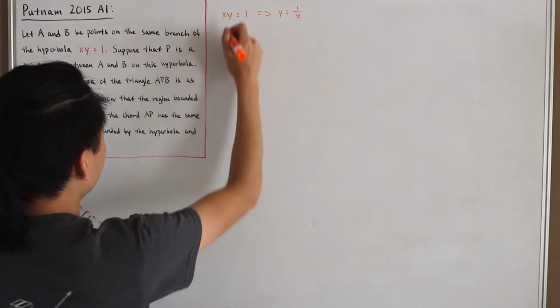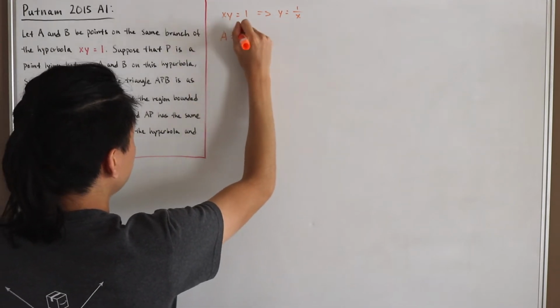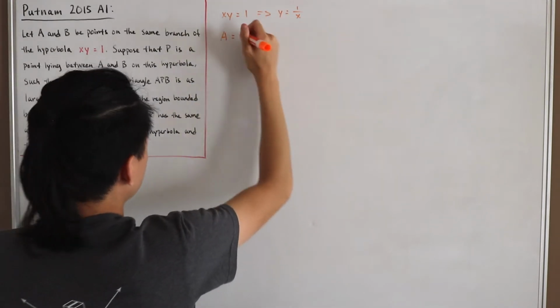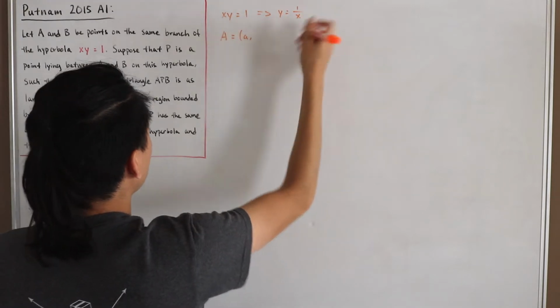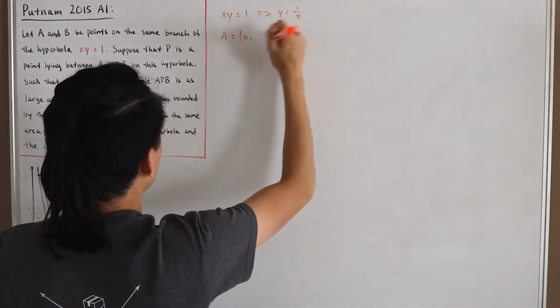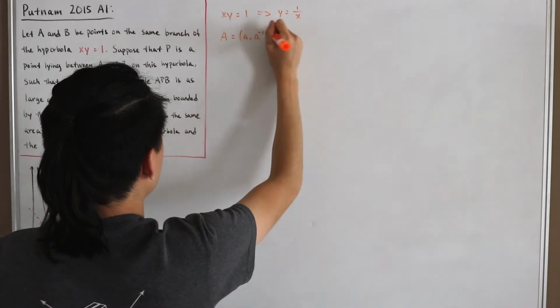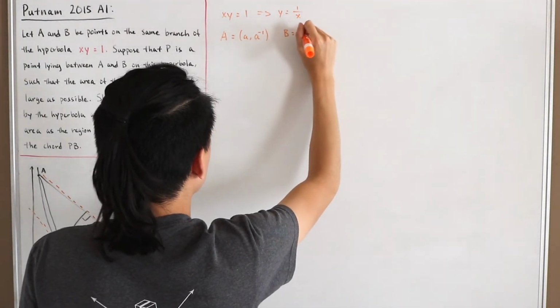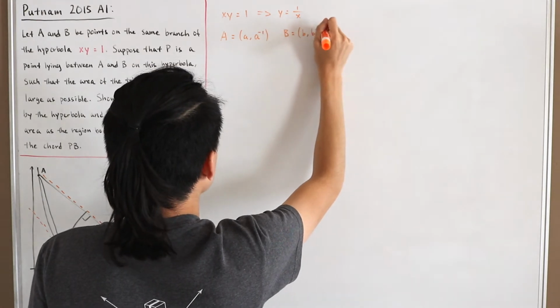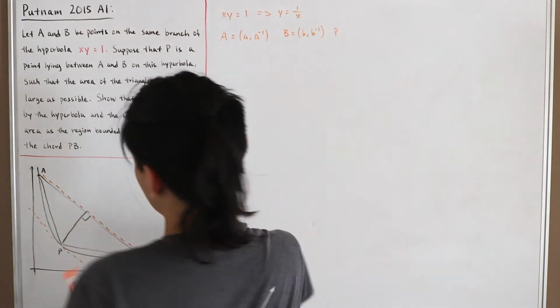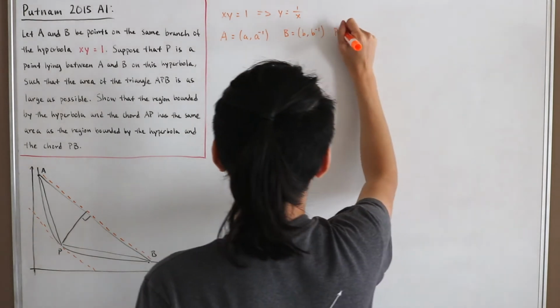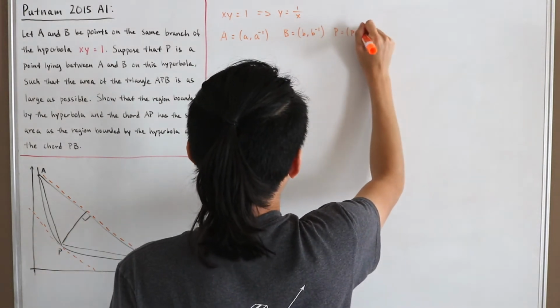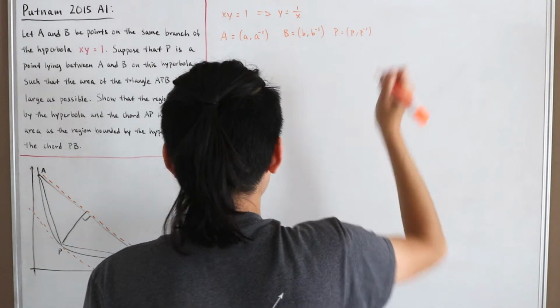So here I'll let capital A equal the x coordinate, just lowercase a, for example. And if we put in the y value, that would be 1 over a, or I'll write this as a inverse. Same thing for our point B, the coordinate b inverse. And for the point P, we'll call that P, and the y coordinate is p inverse.